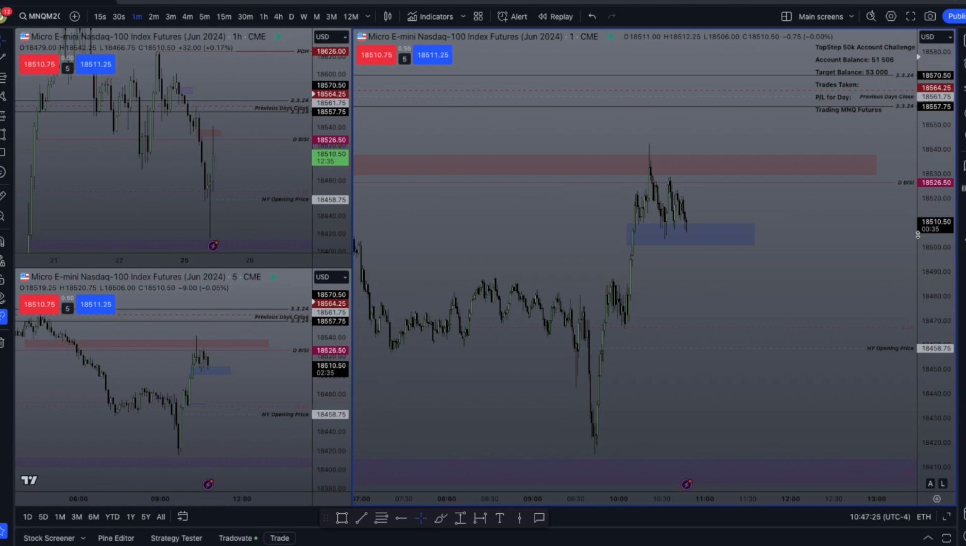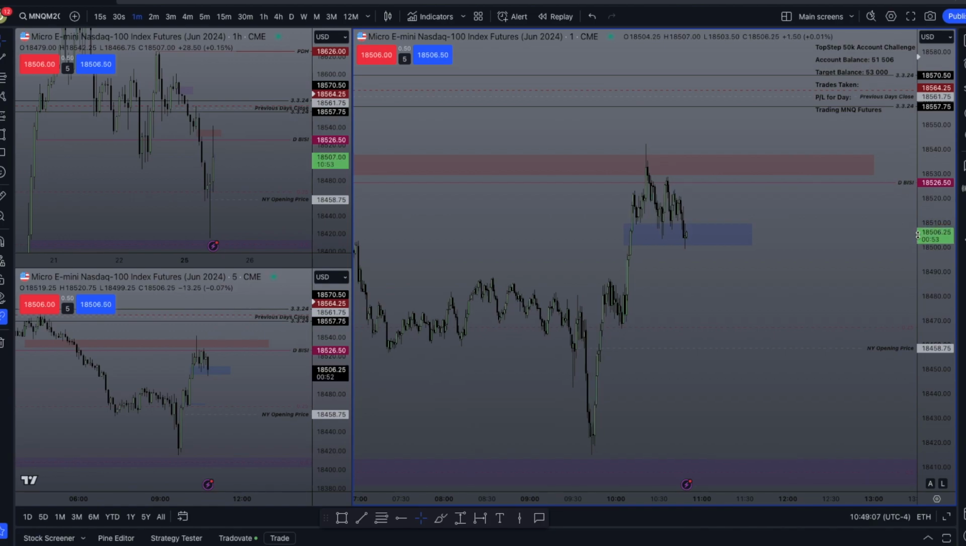So we're coming up on around 10:47 a.m. here, so a bit over an hour into the session. Usually, if I'm going to trade the New York session, I would like to get my trades in between that 10 a.m. and 11 a.m. period.